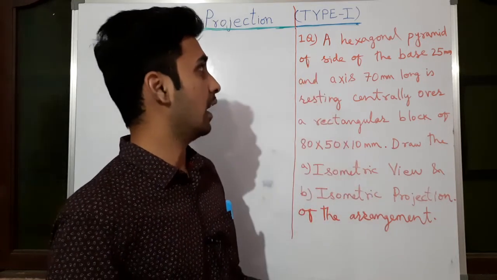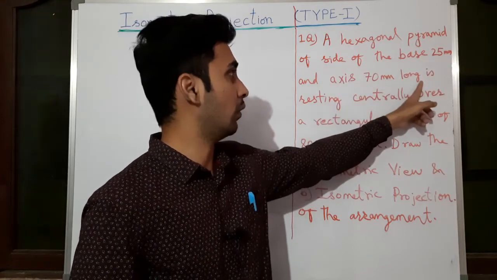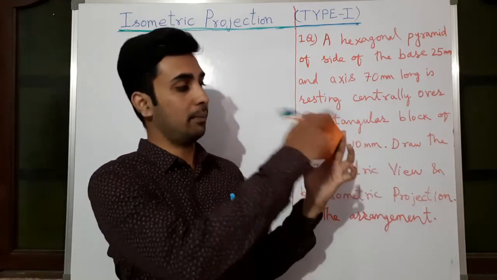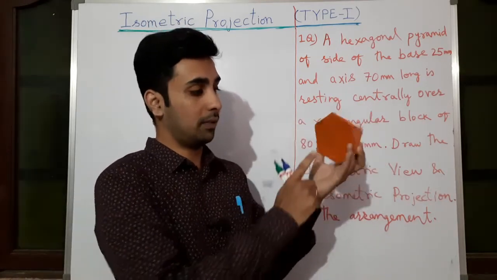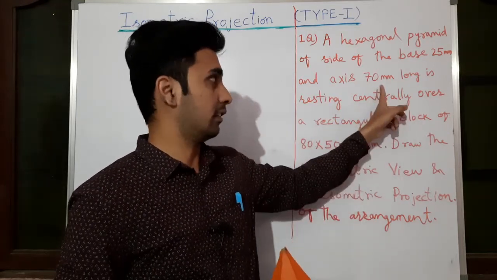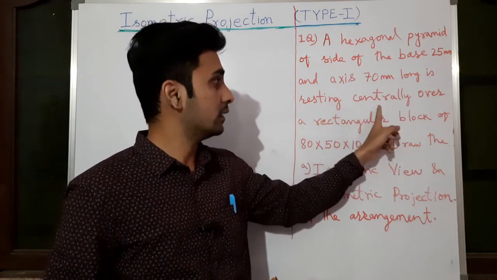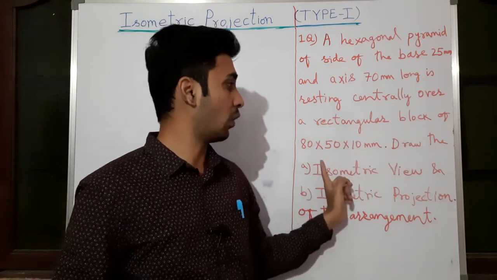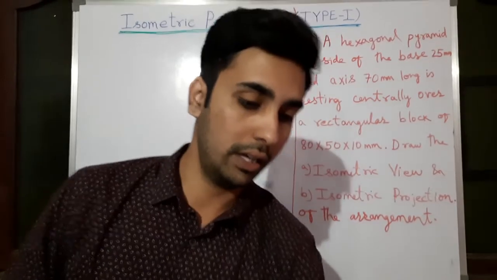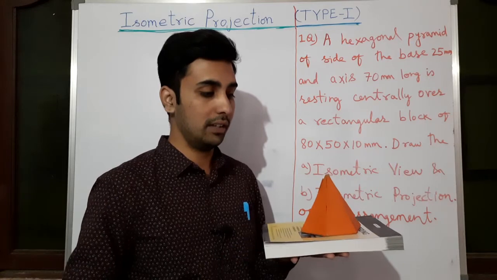What they are saying: we have a hexagonal pyramid of side 25 mm and axis 70 mm long. Assume this is the hexagonal pyramid. The pyramid looks like this: the hexagon is the base, and the axis is the vertical height from the center to the apex, which is 70 mm long. It is resting centrally over a rectangular block. Assume one rectangular block like this, and on this the hexagonal pyramid is resting.